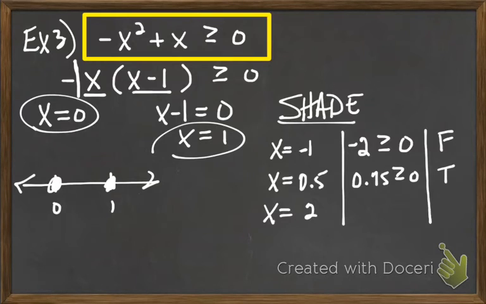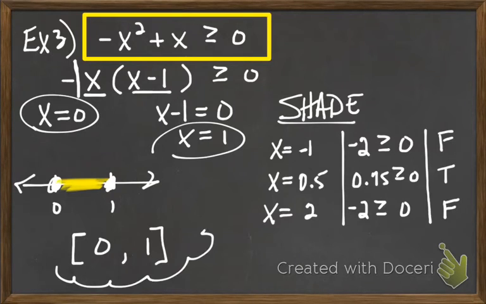True. All right, if x is 2, 2 squared is 4. The negative makes it a -4. -4 plus another 2 is a -2. Is -2 greater than or equal to 0, true or false? That is false. So where are we going to shade? In between. And how do we write all those solutions that we just shaded in interval notation? Bracket 0, 2, 1, bracket.